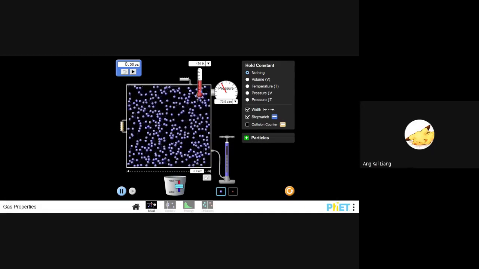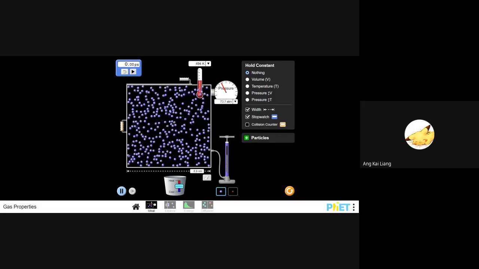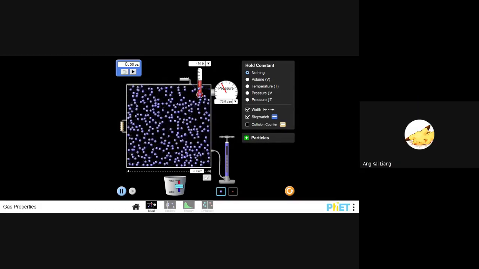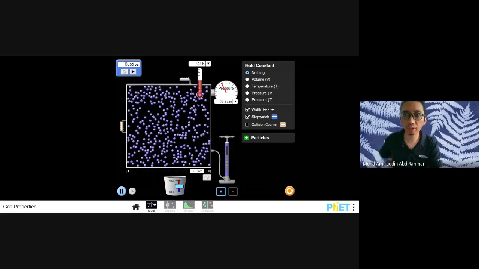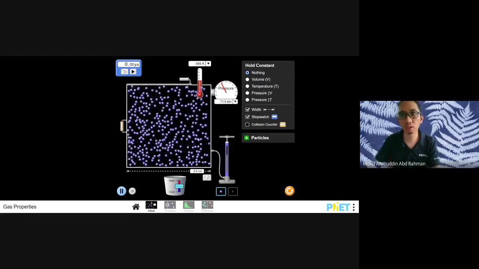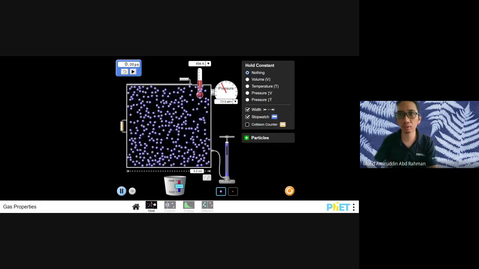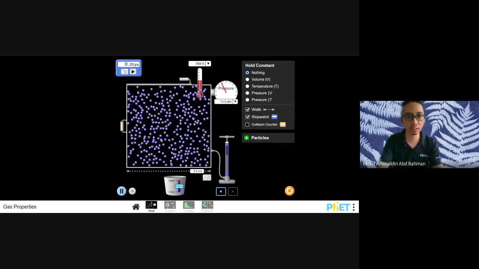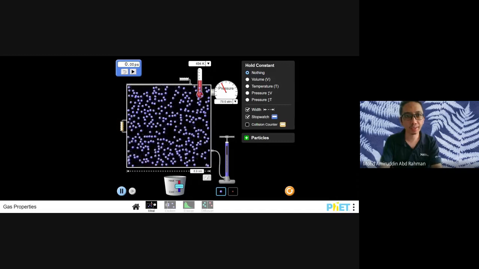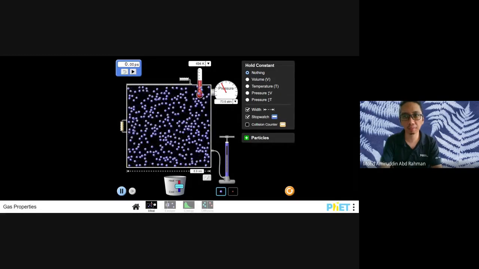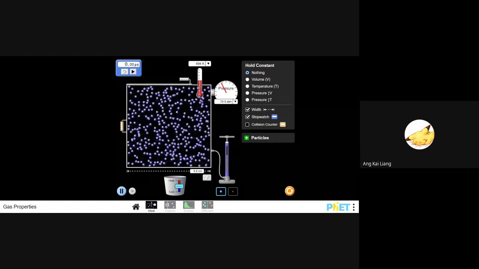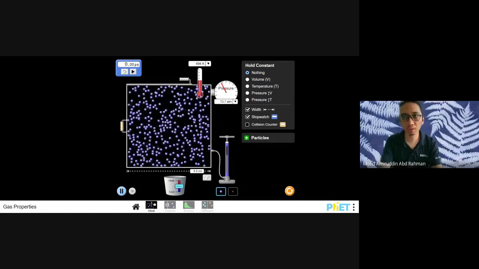For the recording data, can we use Excel as well? Yes, for the recorded data you can use whatever you want. The recorded data is in terms of you keep increasing a certain parameter. Width. Yes. Okay.